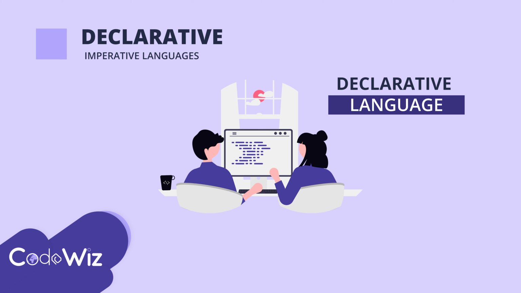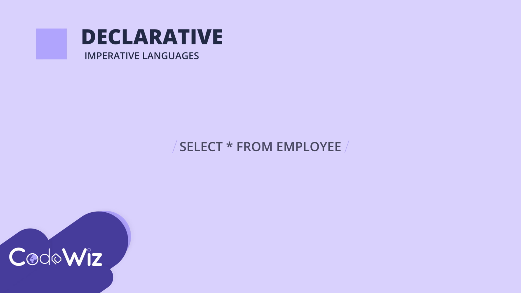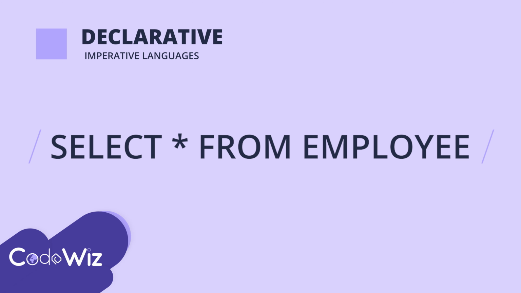When you write a SQL query, you specify what data you want to retrieve, insert, update, or delete without detailing how the database should carry out these operations. In SQL, whenever we write queries like select asterisk from employee, we are asking for all the data from the employee table. We don't specify the steps the database should take to retrieve this data. That's why SQL is a declarative language. We declare our desired outcome.